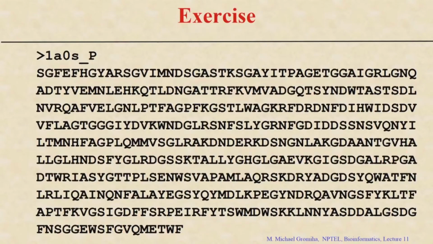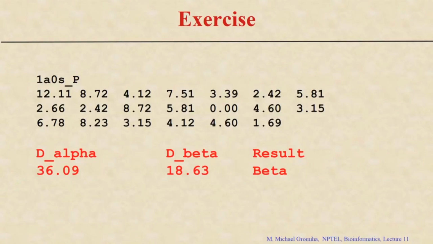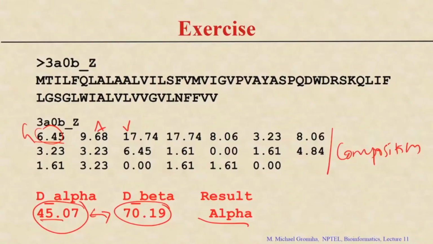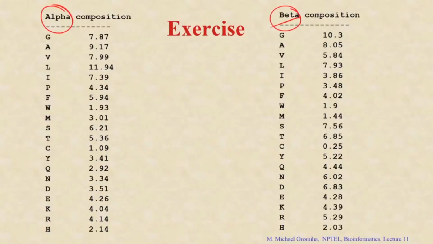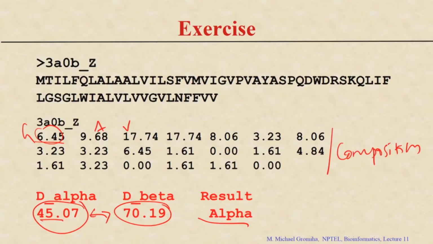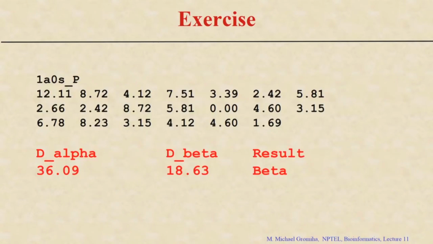I give another question here, you can do the exercise. You have a long sequence. With a small sequence you can easily count, but for a long sequence you have to write a code. As we discussed earlier about the algorithm, we can write a program to calculate the composition. So, this is the result, for 20 residues we have the composition. Now, you subtract this from either alpha or beta, then take the absolute values and the summation. You will get the values, alpha is 36.09, beta is 18.63. If you compare these two, this is less, so this belongs to beta.